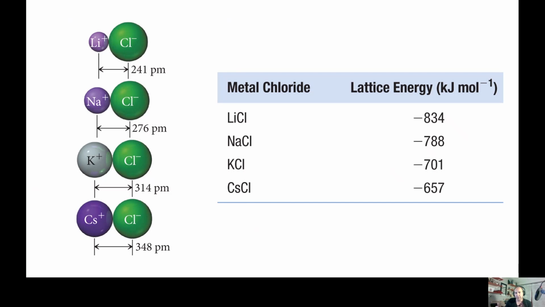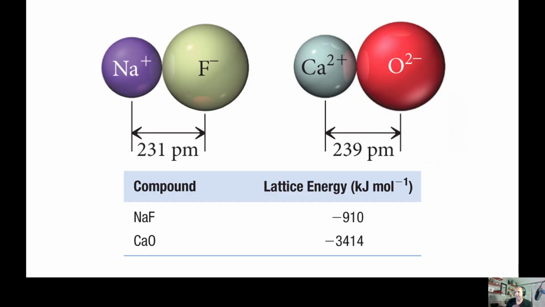So that's one factor, internuclear distance. The other factor is the product of the charges. And this, in general, is the more significant factor. So for example, here we have sodium fluoride and calcium oxide. Now, these two compounds have roughly the same internuclear distance, differing by 9 picometers, not a lot, even on that scale.